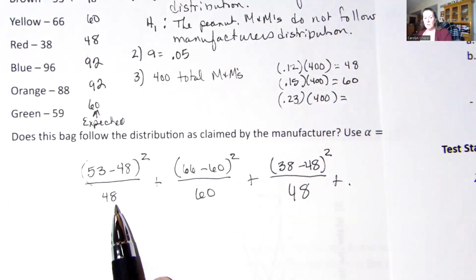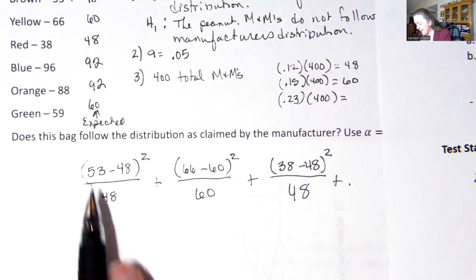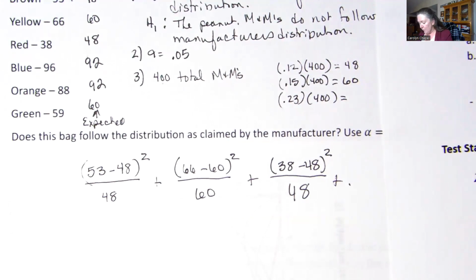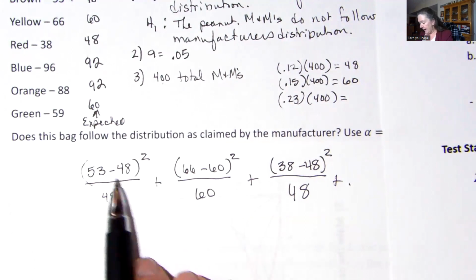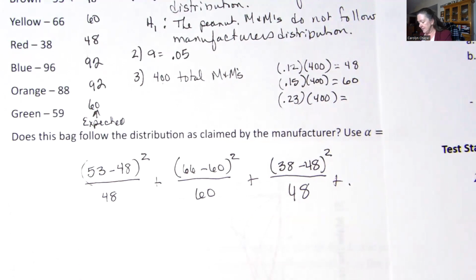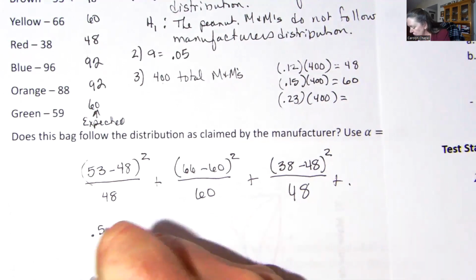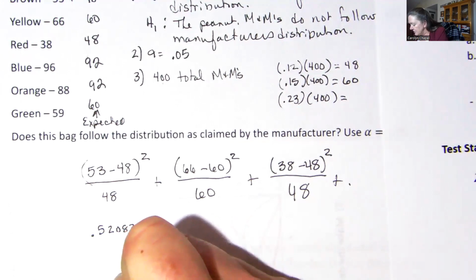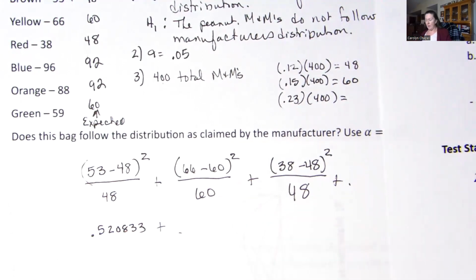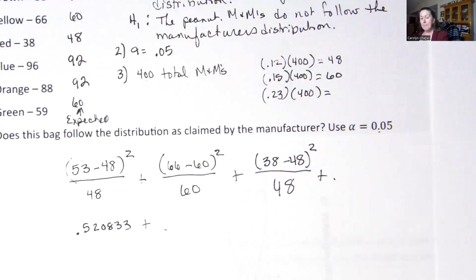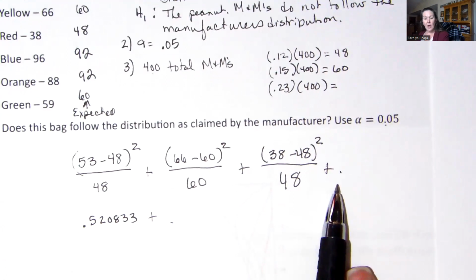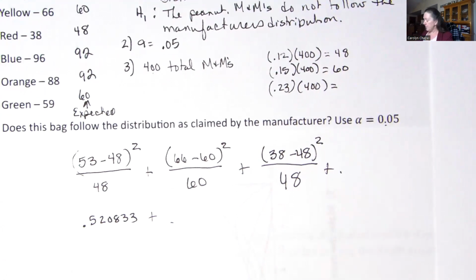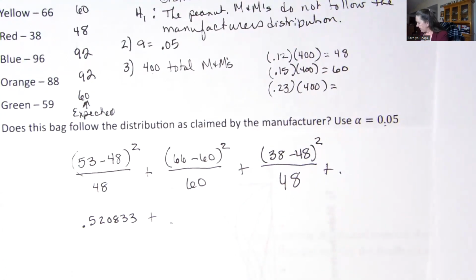Now, just to make sure, if you were doing this by hand, luckily for us, we have technology. I would have to do that 53 minus the 48 first, then square that number, which gives me 25, and divide that by the 48. Okay, so make sure you do your correct order of operations each step of the way. But again, I'm going to go to StatCrunch to actually calculate this all the way out for me, save myself a little bit of calculator work.